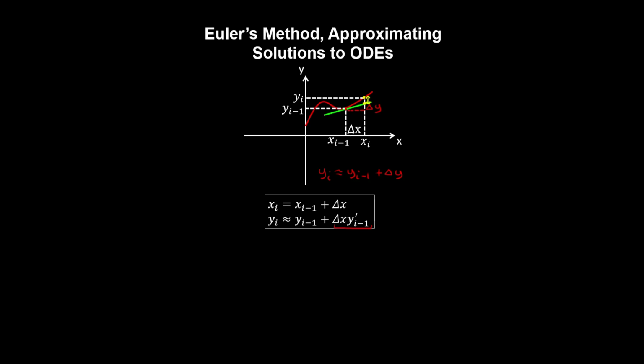So what we do is use smaller divisions to approximate yi while starting at yi minus 1 and taking several steps in between. And we'll see that in a coming example problem.